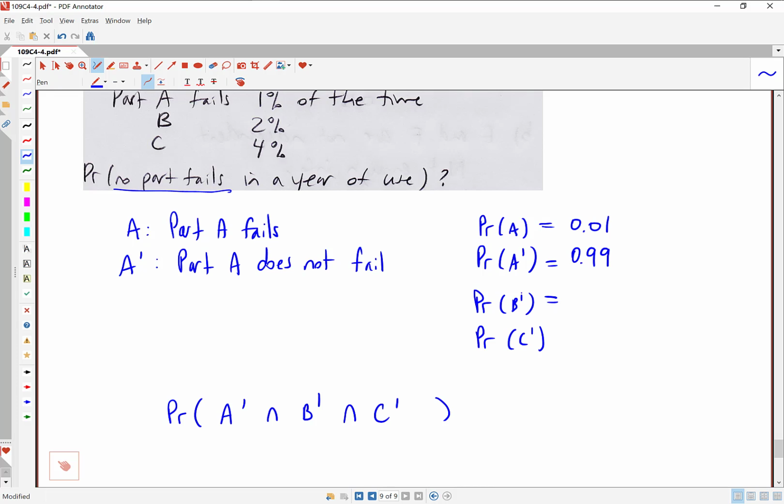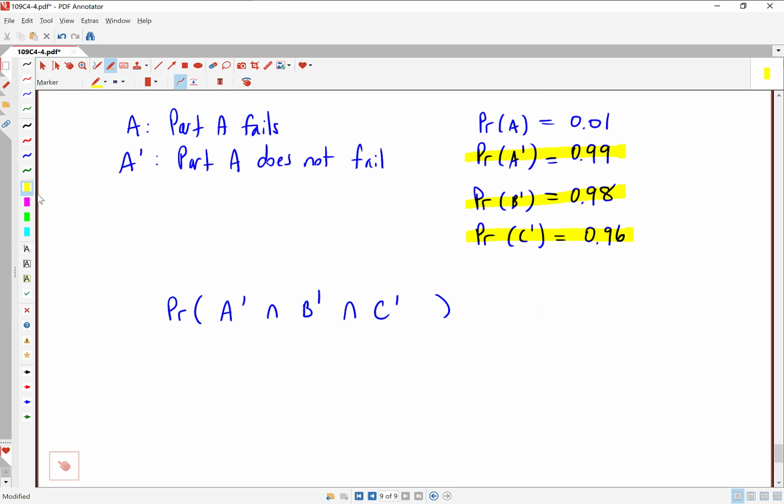Okay, so let's reason through those in a similar way. Probability of B is 2%. So probability of B complement, 98%, or 0.98 if we write it as a decimal. Probability of C is 4%. So probability of C complement, 96%, or 0.96 if we write that as a decimal. So the probabilities that we actually care about here are the probabilities of the part being good: 99%, 98%, and 96%.